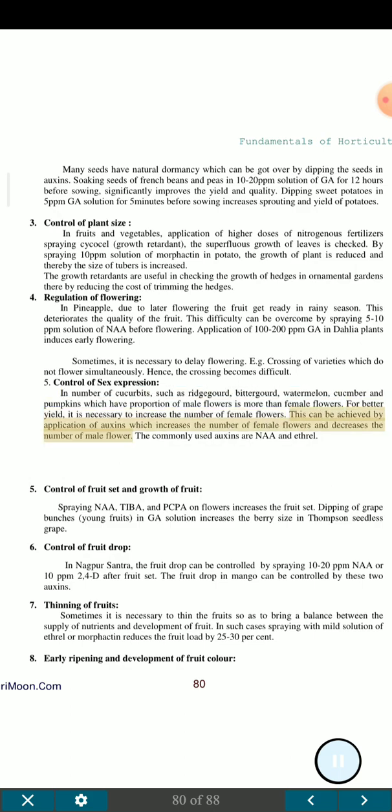This can be achieved by application of auxins, which increases the number of female flowers and decreases the number of male flowers. The commonly used auxins are NAA and Ethrel. 5. Control of fruit set and growth of fruit. Spraying NAA, TIBA, and PCPA on flowers increases the fruit set. Dipping of grape bunches, young fruits, in GA solution increases the berry size in Thompson Seedless grape.